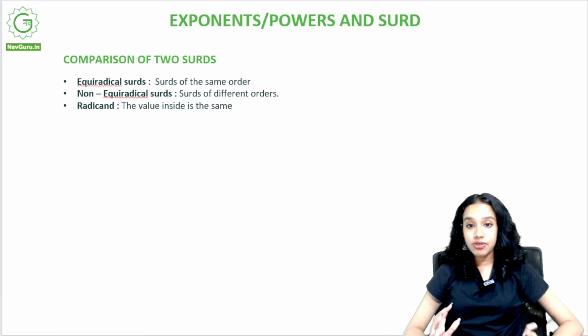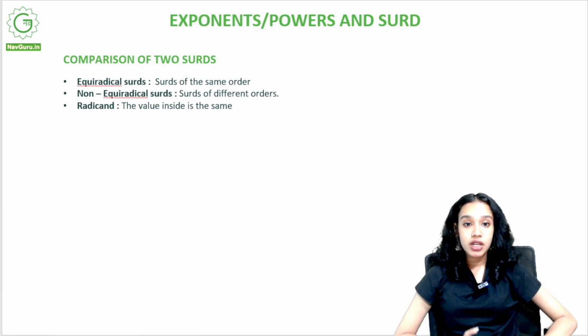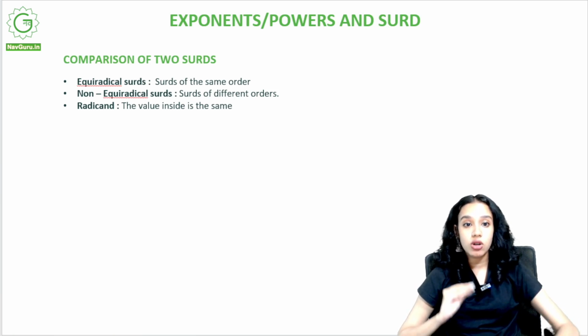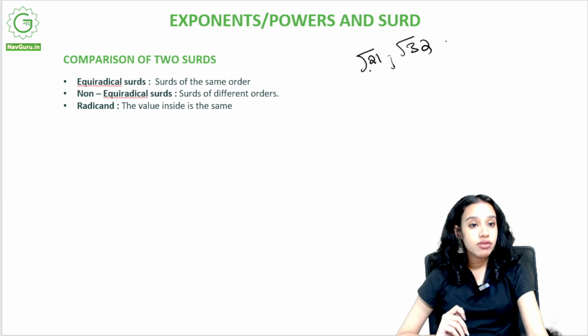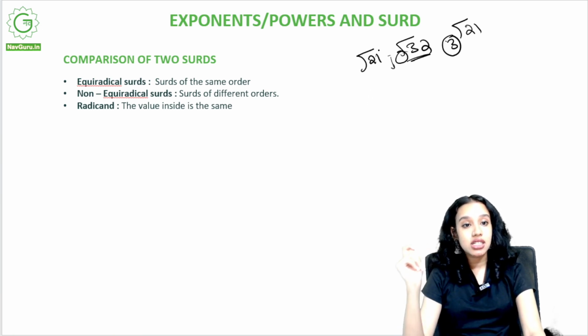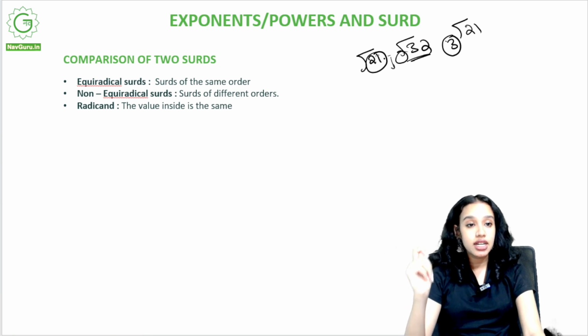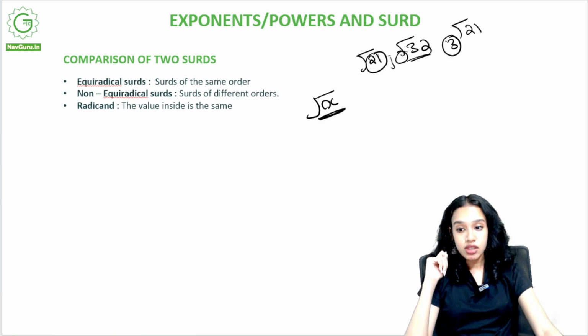Now we have different methods of comparing two surds. The first one is the equiradical surds. Surds of the same order are called equiradical surds. If I have square root of 21 and square root of 32, these both are equiradical. If I have square root of 21, square root of 32 and cube root of 21, they are non-equiradical, that is, these have different orders. Any value inside the surd is called the radicand, right? The radicand is what we write inside the surd.